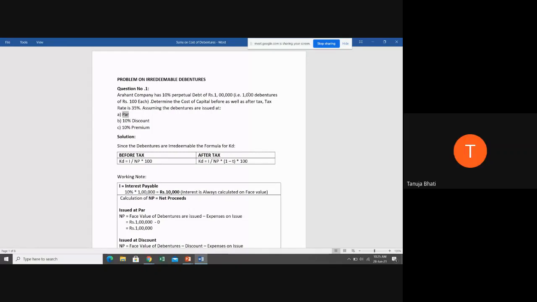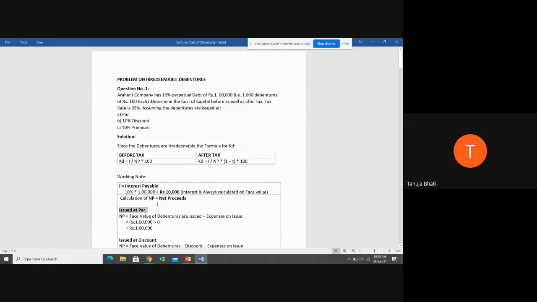Arihant company is issuing 1000 debentures of 100 each, and the debenture holders have subscribed for 1000 into 100, and it is at par. So you're not going to either increase this 100 rupees or decrease this 100 rupees. So tell me, students, what is going to be the amount that Arihant company is going to receive? 1 lakh. Face value, so net proceeds also will be 1 lakh rupees.